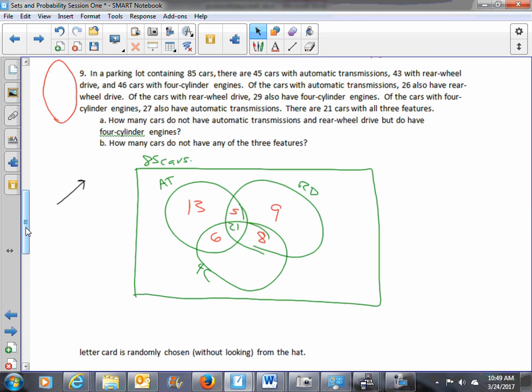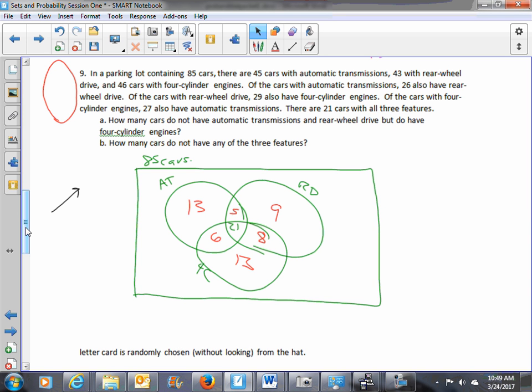And then there's 46 cars with four-cylinder engines. Now we have 6 plus 21, that's 27, plus 8, that's 33. So for 46, I believe there's 13 more. I sure hope I haven't made a mathematical mistake here, but if I have, I told you how we were getting the numbers, so just put the right number in.